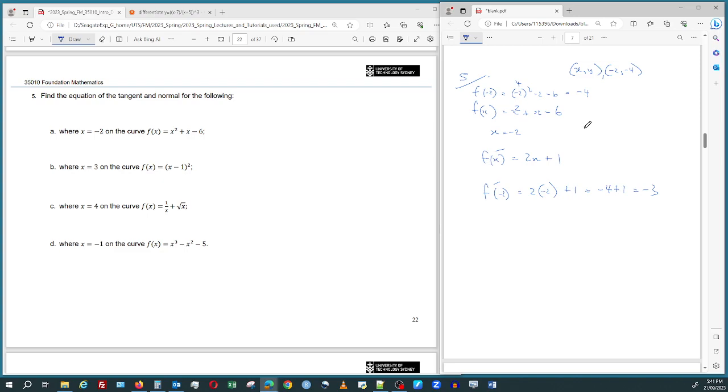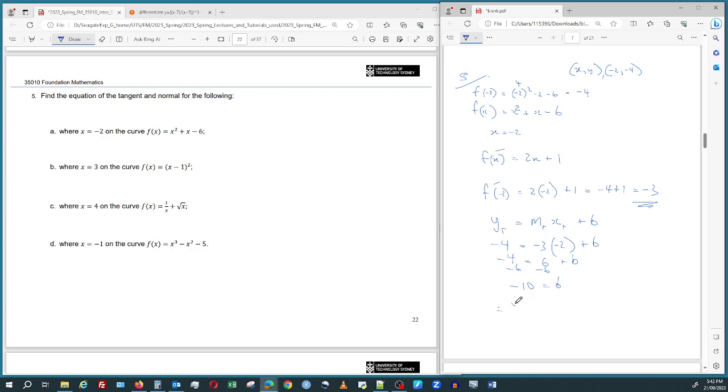We've got our gradient, m. There's our m. So we can do our y_t is equal to m_t x at the tangent point, I guess, plus b. So we can substitute that in now. Minus 4 is equal to minus 3 times minus 2, the point, plus b. Minus times minus is a plus. So we get plus 6 plus b. Okay, so subtract 6 from both sides. Minus 10 is equal to b.